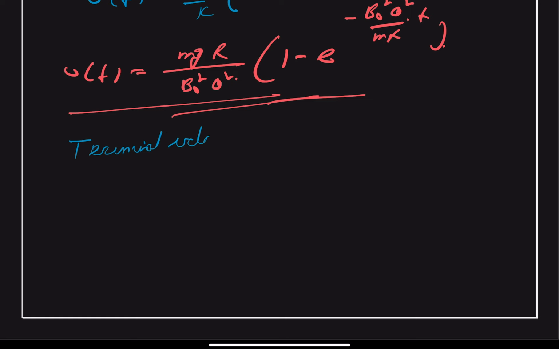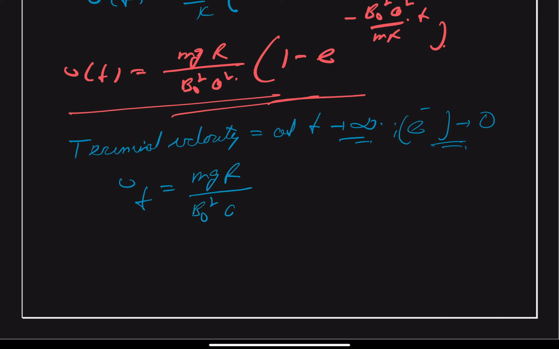So the terminal velocity is at t tends to infinity, the term e raised to the power minus the entire term will tend to 0. Therefore the terminal velocity vt will be equal to mgR upon B naught square A square.